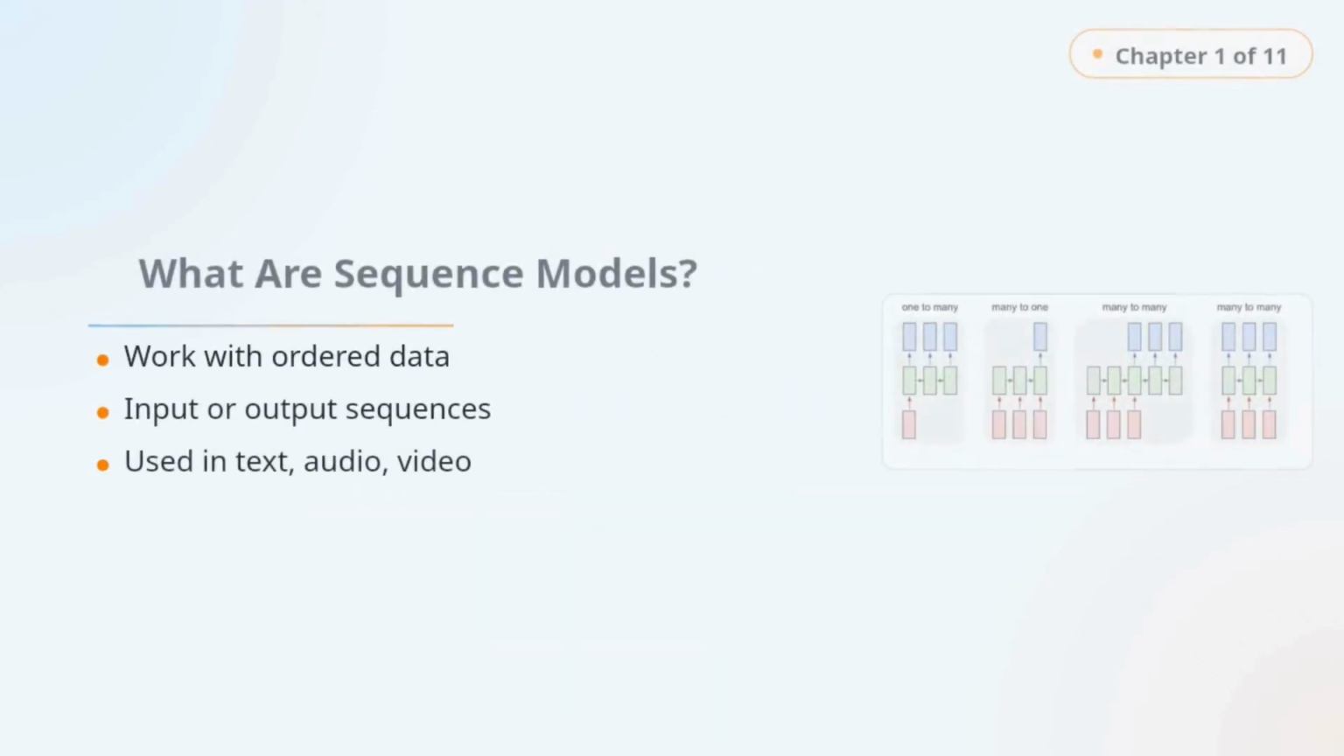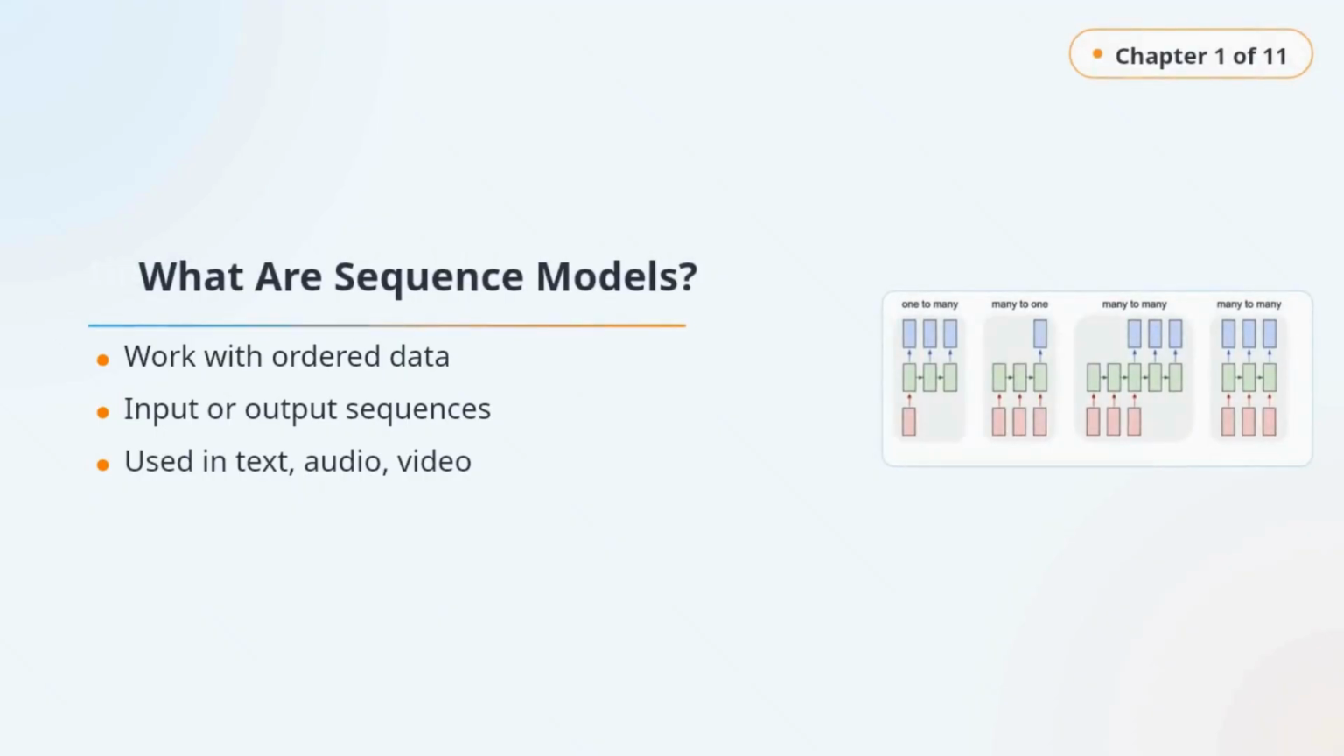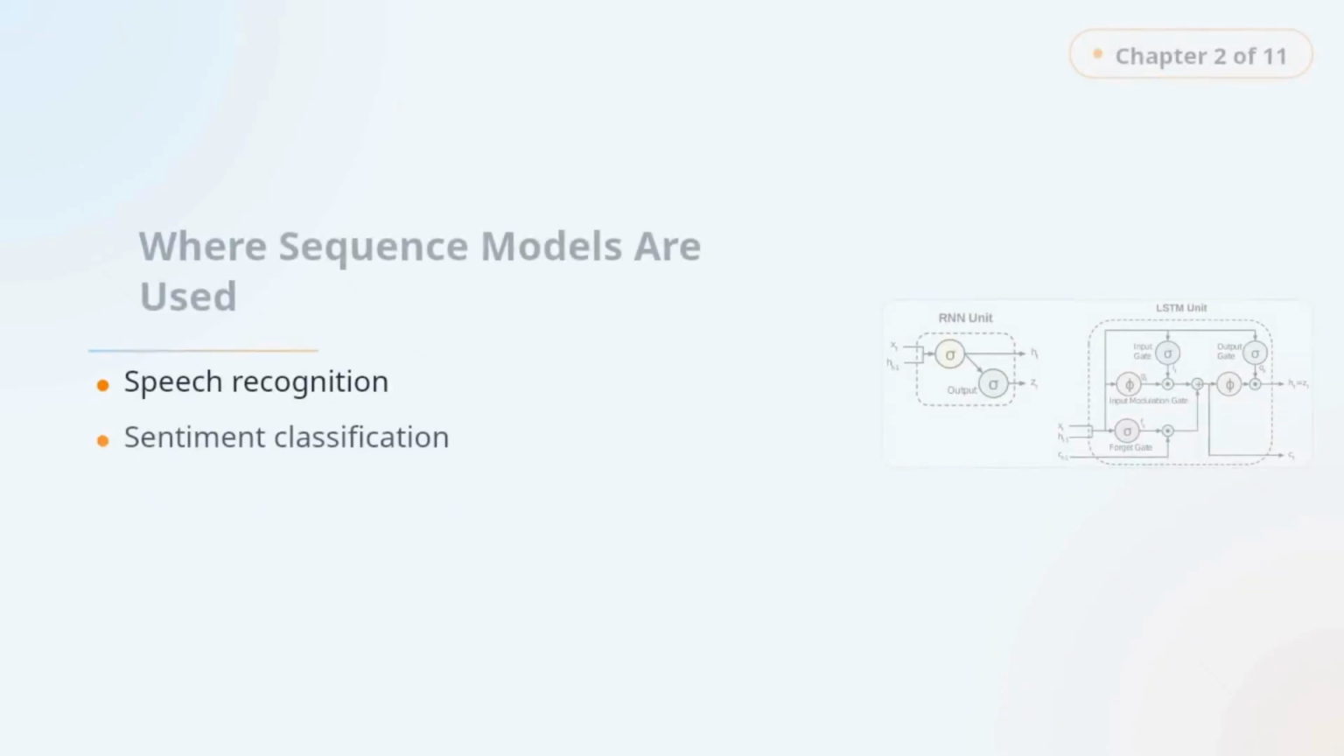Sequence models are machine learning models designed for data where order matters. This can be text, audio, video frames, or time series values. In these problems, either the input is a sequence, the output is a sequence, or sometimes both are sequences. Let's see a few applications.